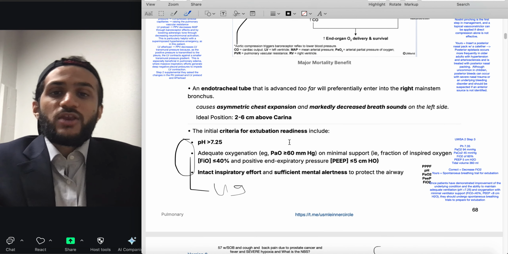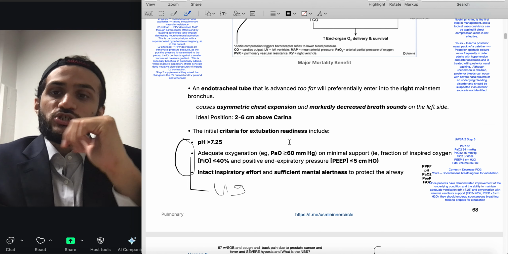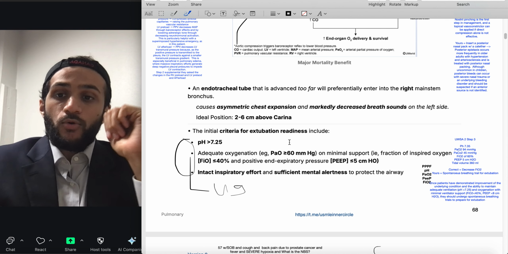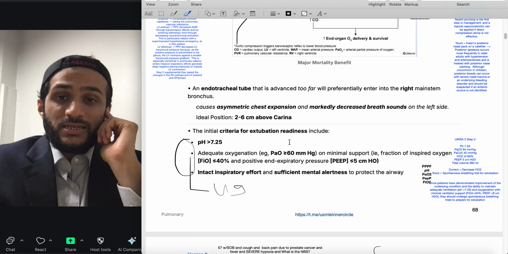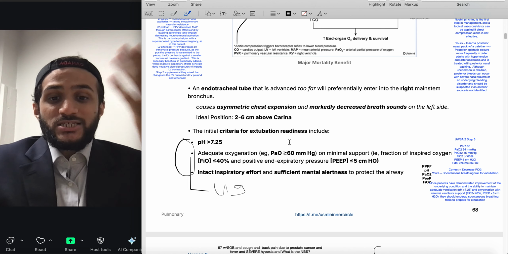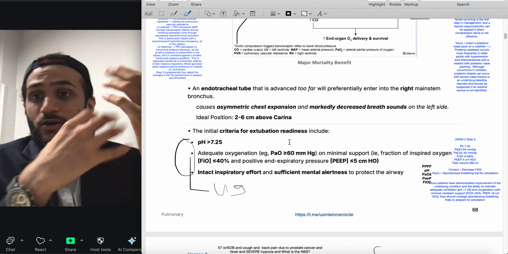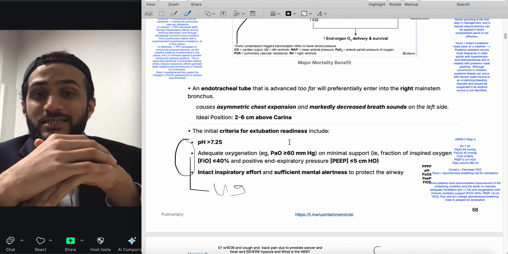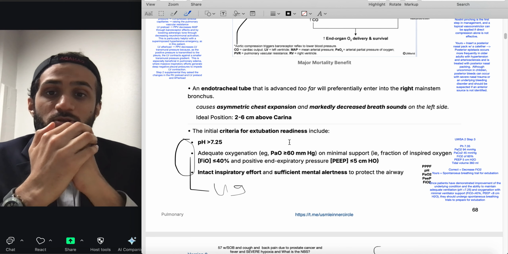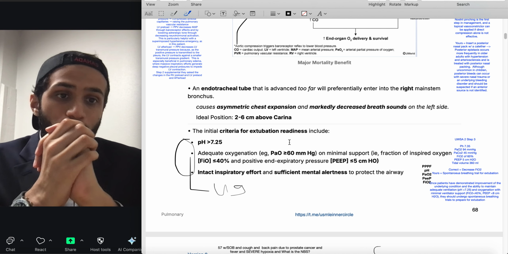Moving on over here, guys, the endotracheal tube. If it's advanced too much, it can go into your right main stem bronchus, which can be quite problematic. It can cause asymmetric chest expansion, so on one side you may have higher expansion and on the other you'll have low. An ideal position is like 2 to 6 centimeters above the carina. We're going to be speaking about the carina in a moment.